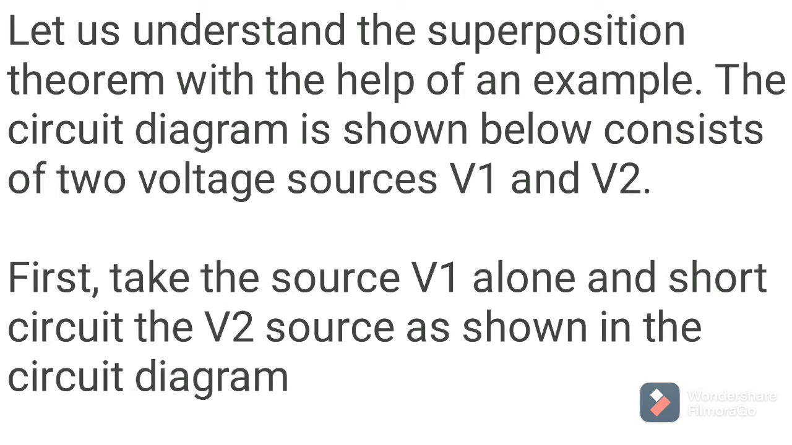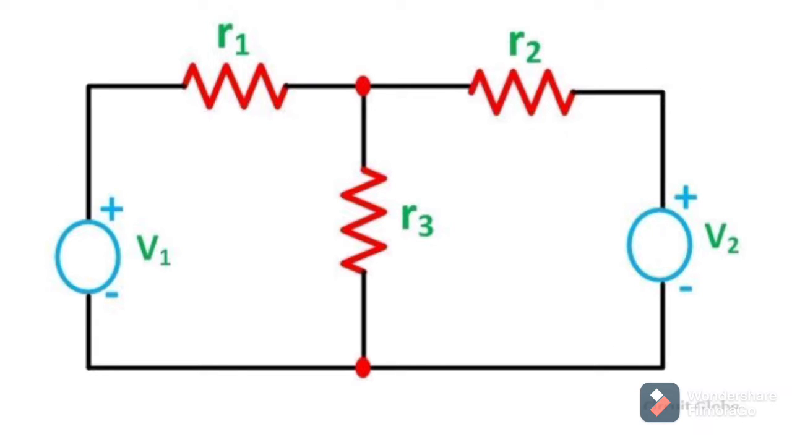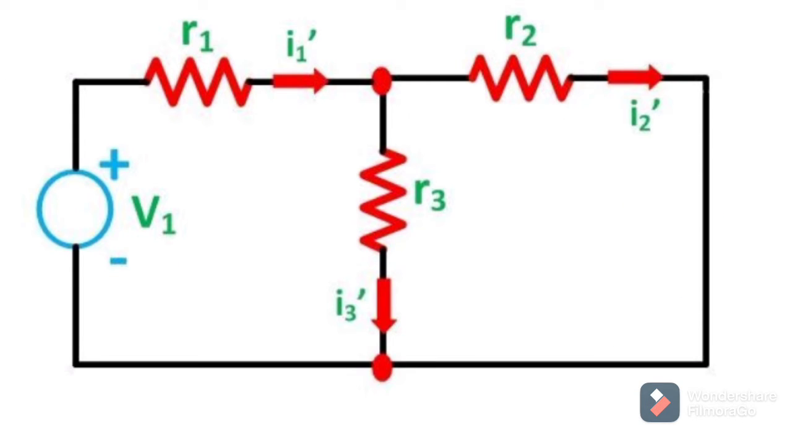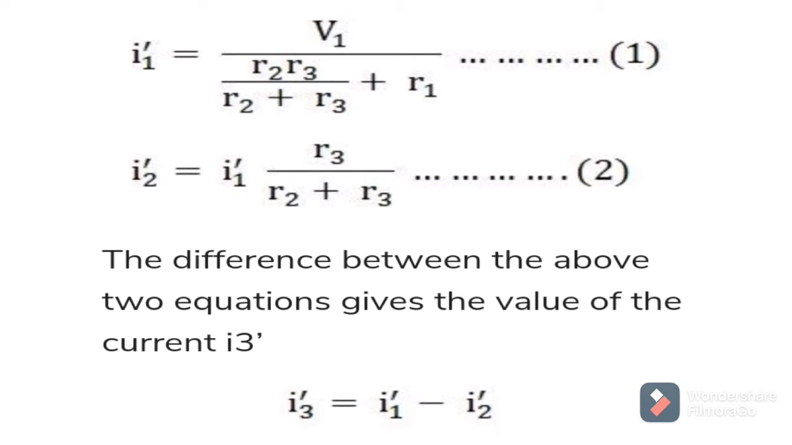So friend, let us understand the superposition theorem with the help of an example. The circuit diagram shown consists of two voltage sources V1 and V2. First take the source V1 alone and short circuit V2 as shown in the circuit diagram. Here the currents flowing in the branches, that is I1, I2 and I3, are calculated by the following equations. I1 is equal to V1 upon R2 R3 divided by R2 plus R3, plus R1. That is equation 1. Then I2 is equal to I1 R3 upon R2 plus R3, that is equation number 2.